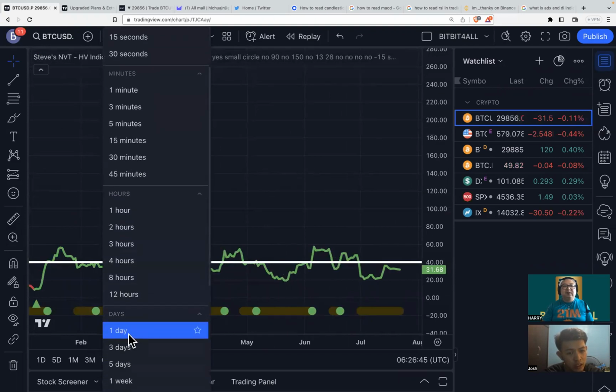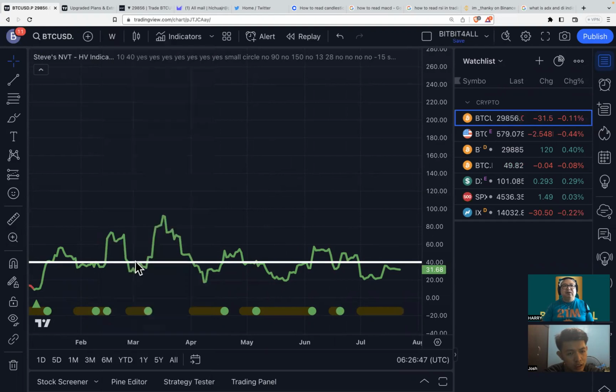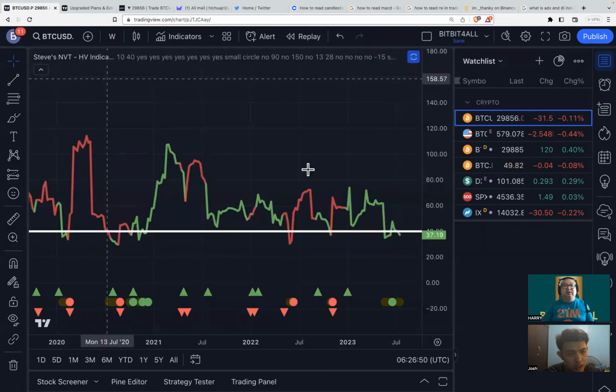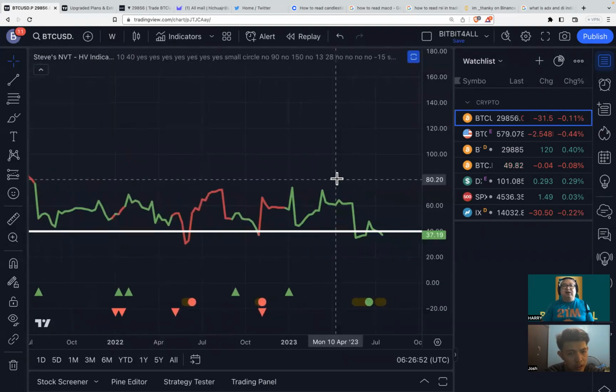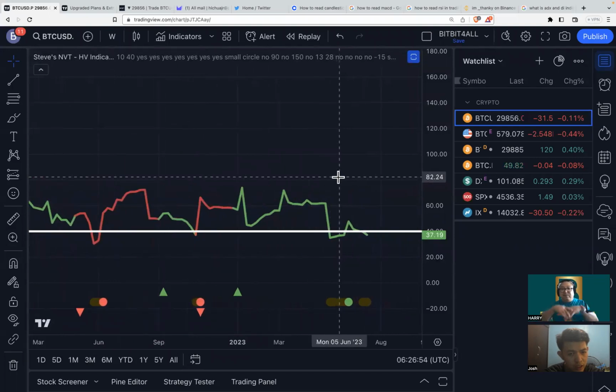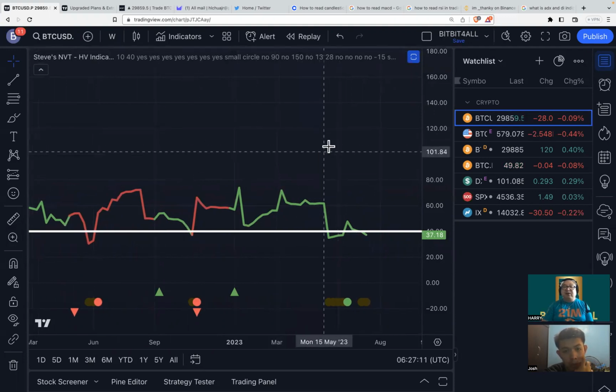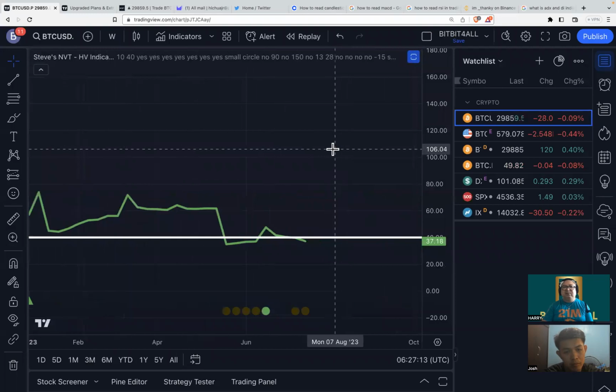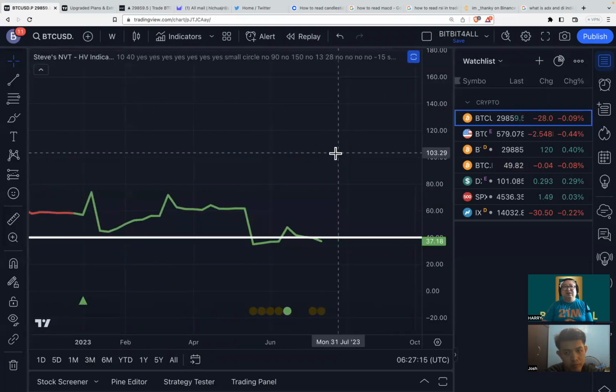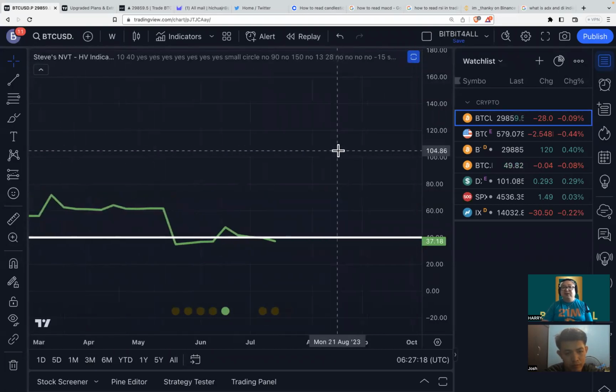Weekly. So Steve's NVT HV indicator is like a greater movement in the market. I said earlier that the EMA will tell you a huge movement in the market. So it will tell you if we're in a bear market or a bull market. It's customized to Steve, because Steve has been trading for 30 years, something like that. So he knows a lot, right?